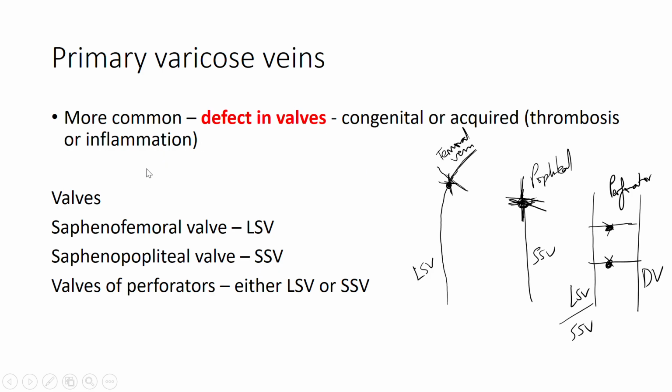Now, if the saphenofemoral valve is damaged, it can lead to varicosity of the long saphenous vein. If the saphenopopliteal valve is damaged or incompetent, it can lead to varicosity of the short saphenous vein. And if the perforators, or the walls of these veins, are not competent, it can lead to varicosities of either the long saphenous or the short saphenous vein. Okay, so the main reason here is a defect in the valves that will lead to the primary varicose vein.